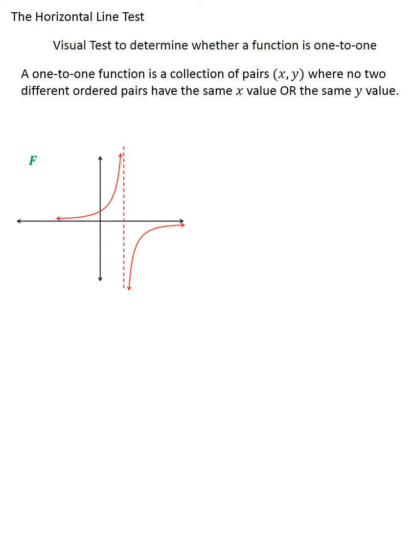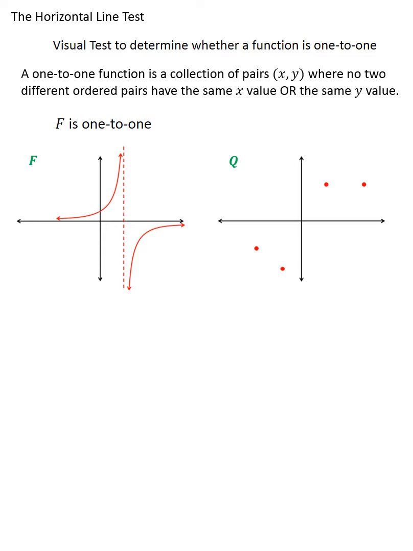Well, it's definitely a function because no 2 points on this graph have the same x value. But is it a one-to-one function? In other words, are there 2 points on this graph that have the same y value or output? And if you look long and hard enough, you won't find one. There are no 2 points on this graph that have the same y value. Therefore, this is a one-to-one function.